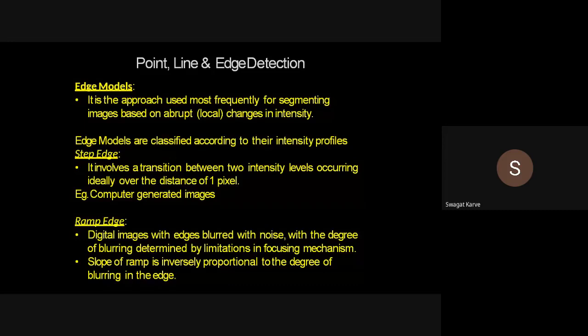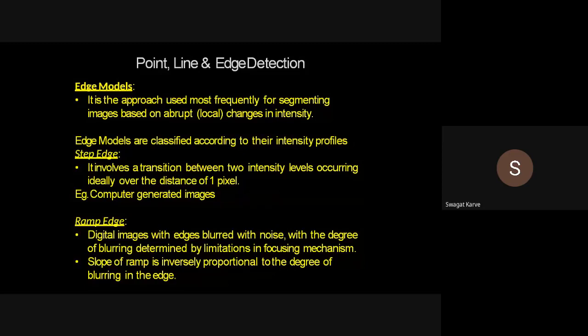Now, how do we detect these edges? With the help of the discontinuity property. There are different edge models. Which are those? First, the step edge. It involves a transition between two intensity levels occurring ideally over a distance of 1 pixel. Step means an abrupt change in the intensity, a transition between two intensity levels, and that too an abrupt one.